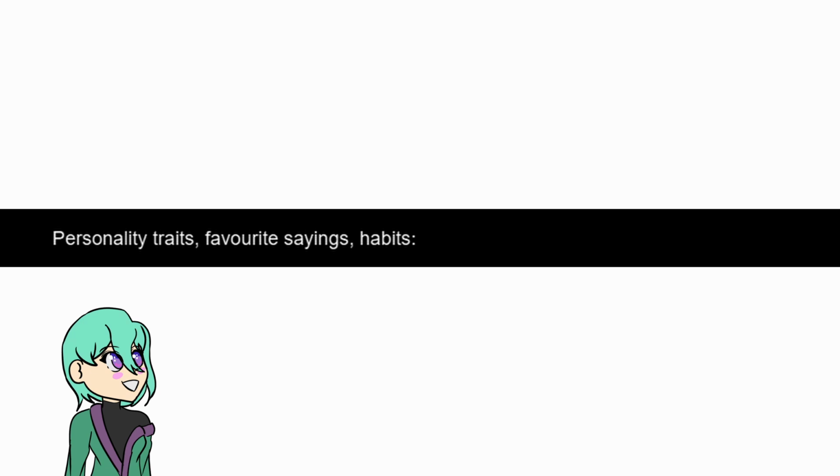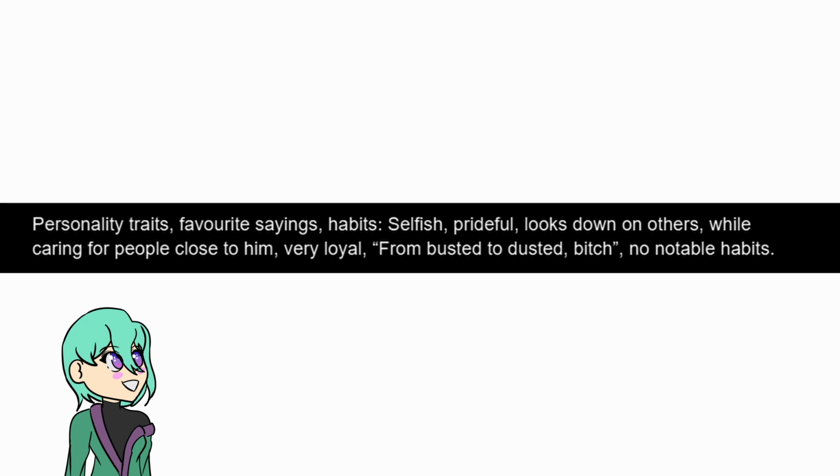So the favorite sayings, you can either create your own or look one online. I usually look one online. For the habits, just write down what habits they have. I'll say that John is prideful, selfish, looks down on others while caring for the people close to him. He's hard to get along with, but if you become friends with him, he'll stop at nothing to help you. His favorite saying will be from Team 4-Star's Sailorman Abridged series, from busted to dusted bitch, and no notable habits.